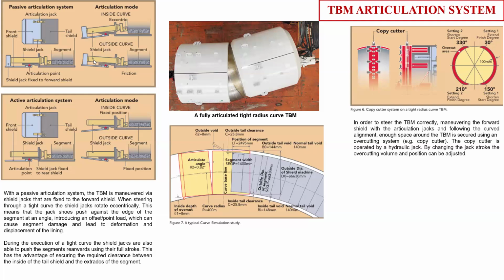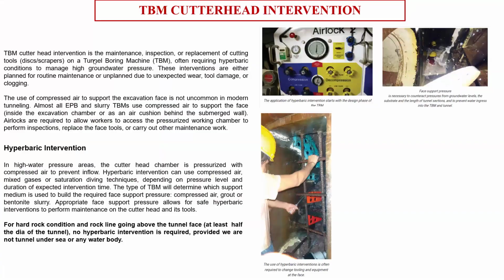So the shield can get out of this curve situation or the steep curve. So the shield and the segment can come out of this situation. So basically the copy cutter is to facilitate the movement of the TBM when it is a very steep curve or a very tight curve situation. Apart from the TBM movement, there is another part that is called the TBM cutterhead intervention.